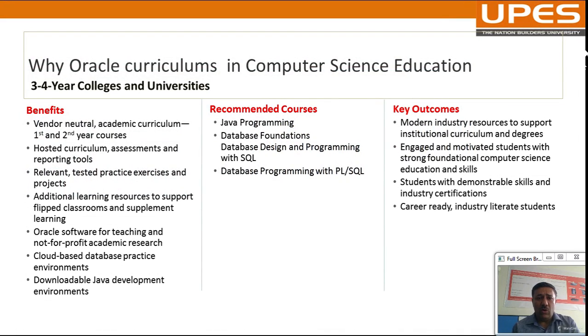So why do we opt for the Oracle curriculums in our BCA programs? They are specially designed curriculums for 3 years and 4 years college and university programs. So first we discuss the different benefits of Oracle curriculums. First benefit is it's a vendor neutral program. It is not a vendor specific academic curriculum, and it is for first year and second year students. The curriculum is hosted by Oracle itself. They have some assessments and reporting tools also.